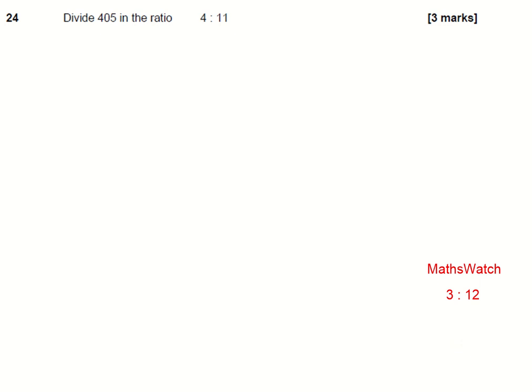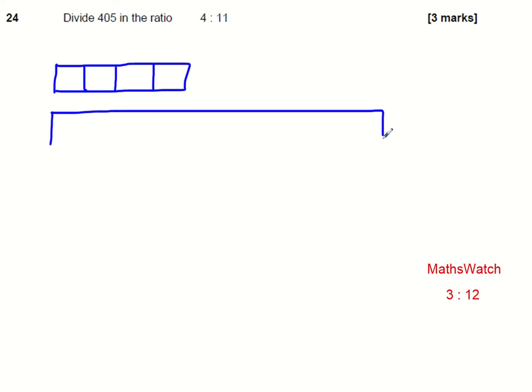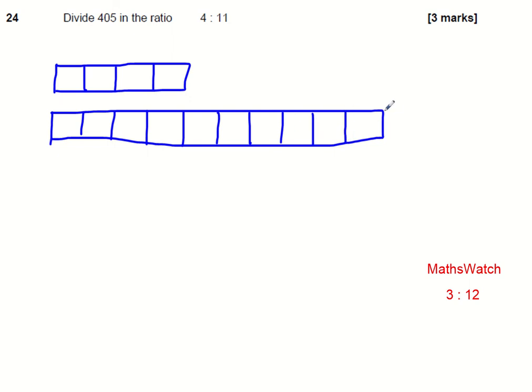Question 24. Divide 405 in the ratio 4 to 11. Okay, so if we're dividing into 4 and 11, I would normally be drawing blocks for this. And even though 11 is quite a big number to draw blocks of, I'm still going to do it. 1, 2, 3, 4, 5, 6, 7, 8, 9, 10, 11. Now 405 is the total amount of everything. So all of those put together is 405.